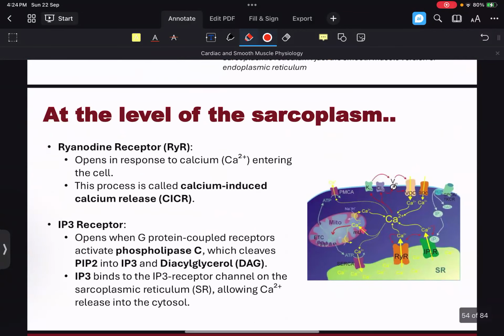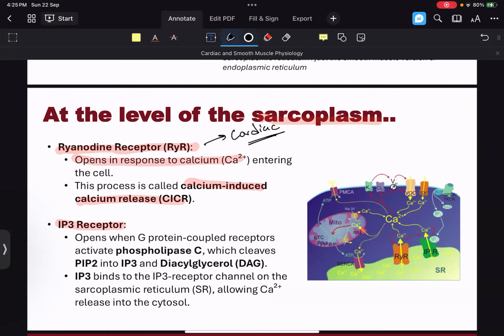At the level of the sarcoplasmic reticulum, first of all, remember, we do not have this T-tubule stuff, right? So at the level of the sarcoplasmic reticulum, you're going to have your ryanodine receptor, the RYR receptor, which is going to open in response to calcium and cause the calcium-induced calcium release, the same way as a cardiac cell. So this one is found in both cardiac cells and smooth muscle cells. But then your sarcoplasmic reticulum in your smooth muscle cell is also going to use the IP3 receptor.